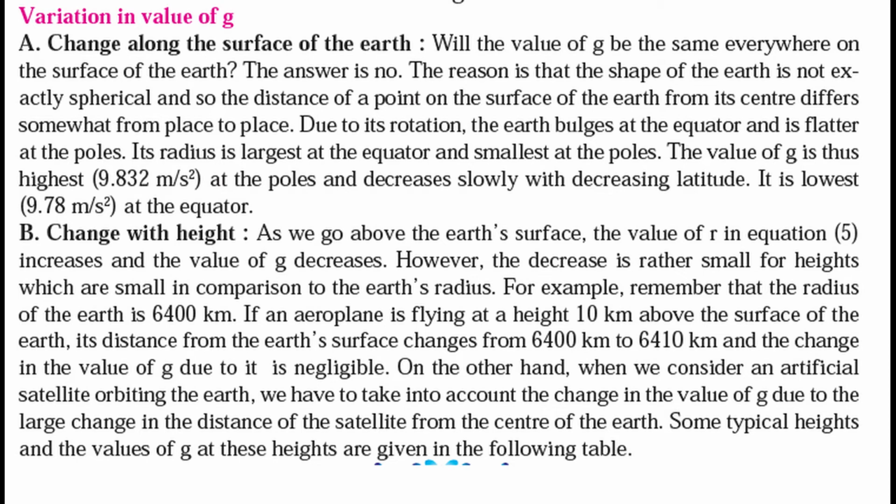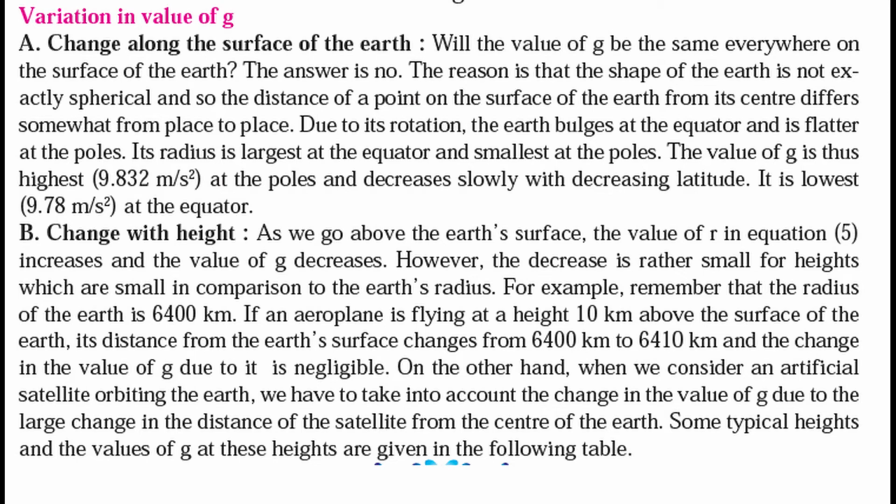And due to the rotation, the Earth bulges at the equator and is more flat at the poles. Its radius is largest at the equator, smallest at the poles. So the value of g is highest at the poles because of the small distance of the poles from the center of the Earth, and it decreases from the poles towards the equator gradually, and it is lowest at the equator.